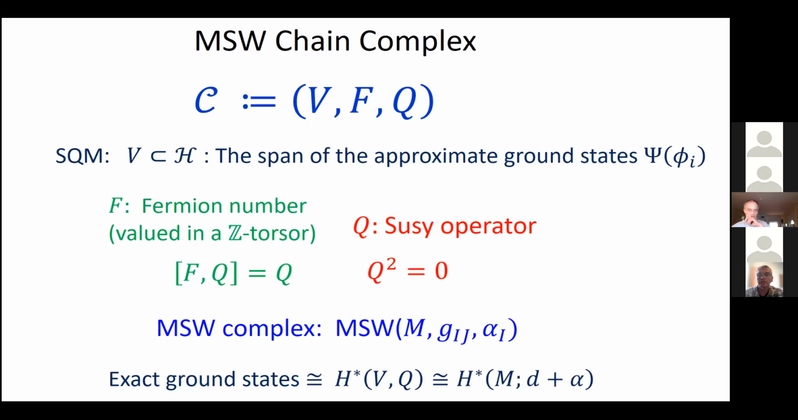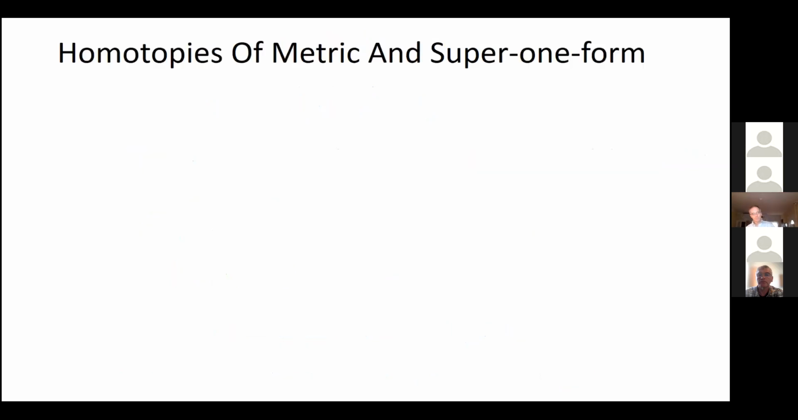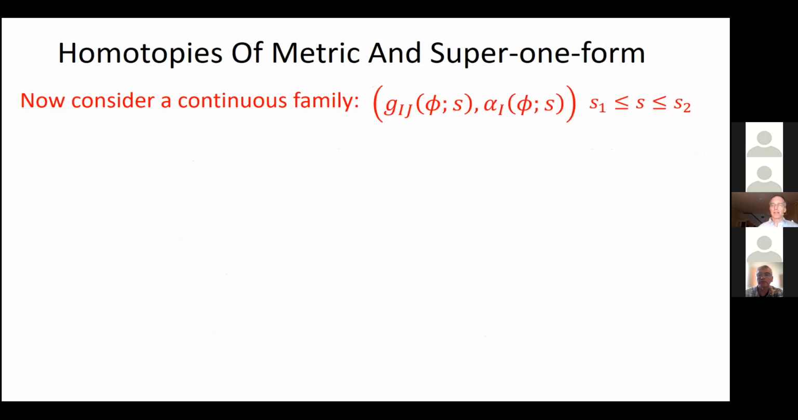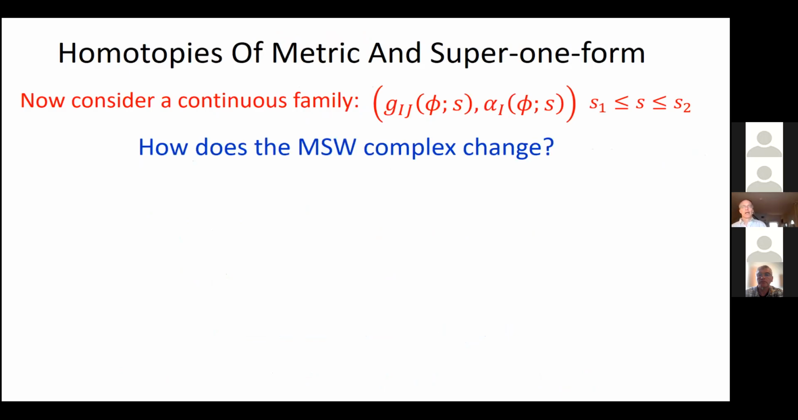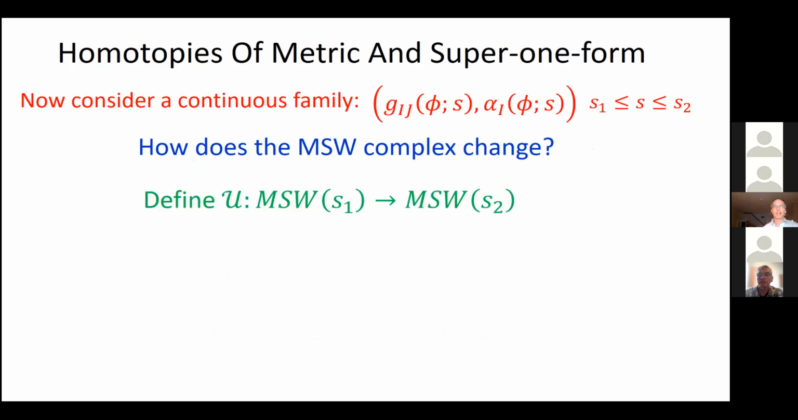And the exact ground states, the main claim of Witten, was that the exact ground states of the superquantum mechanics is just the cohomology of this complex, which is geometrically just the cohomology of M with respect to the flat connection D plus alpha. Now, it's very interesting to ask what happens if you have homotopies of this data. So let's consider a continuous family of metrics and super one forms and ask how does the MSW complex change.